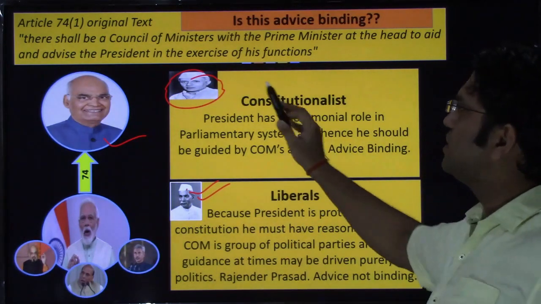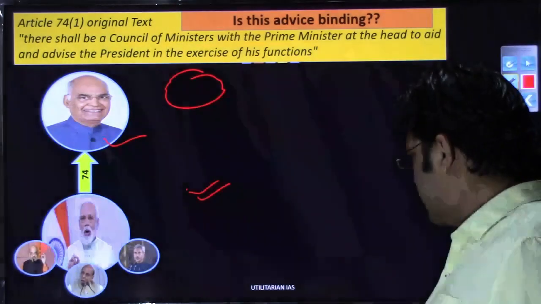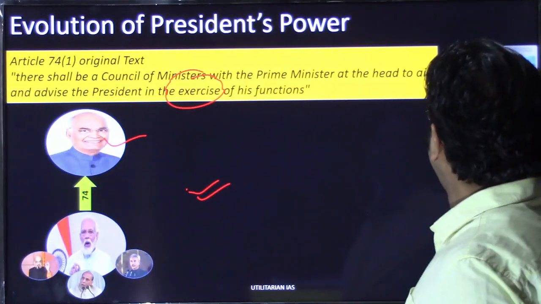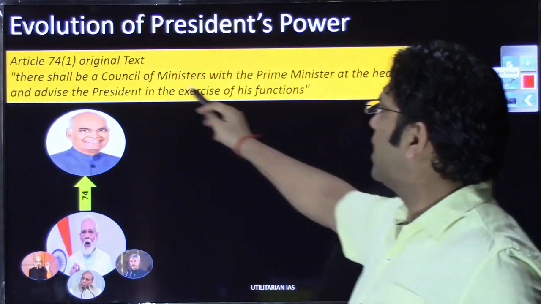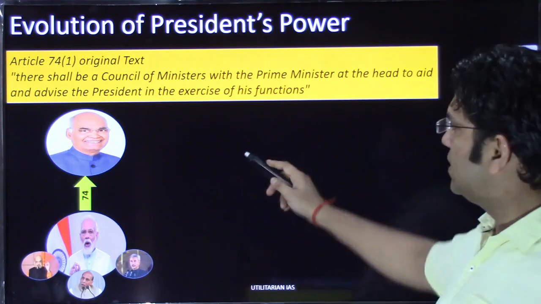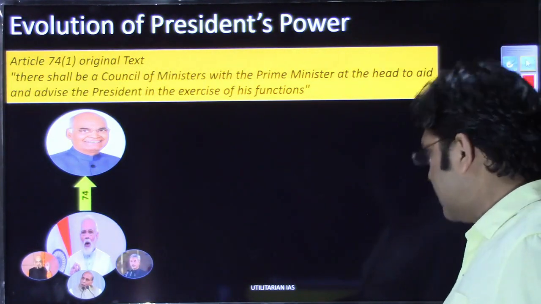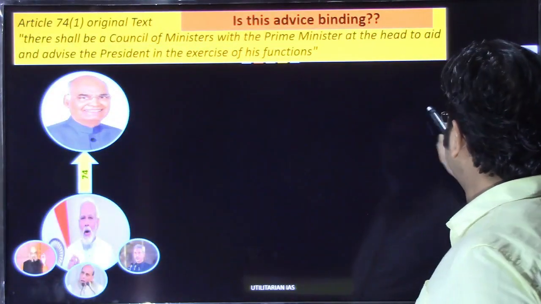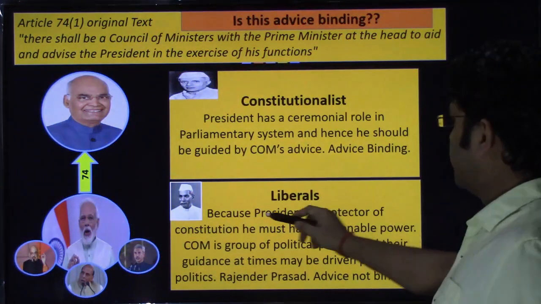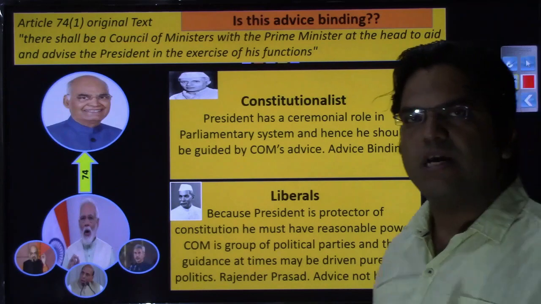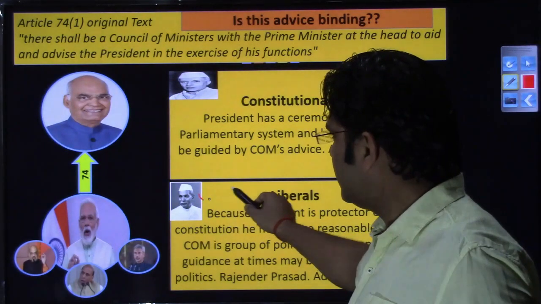But just because in Article 74(1) that we were discussing, it is nowhere clearly expressed whether that advice should be binding or not, this debate started. So this debate, as per the first president, was on the lines of the oath that a president is to take.